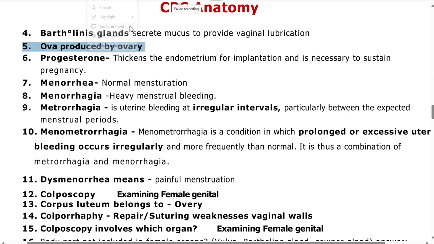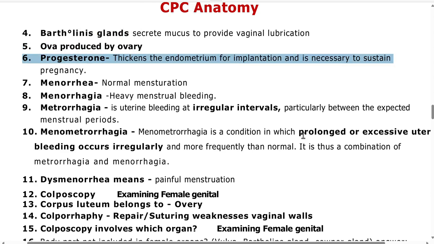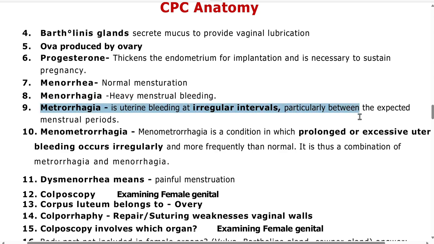6. Progesterone thickens the endometrium for implantation and is necessary to sustain pregnancy. 7. Menorrhea, normal menstruation. 8. Menorrhagia, heavy menstrual bleeding. 9. Metrorrhagia is uterine bleeding at irregular intervals, particularly between the expected menstrual periods.